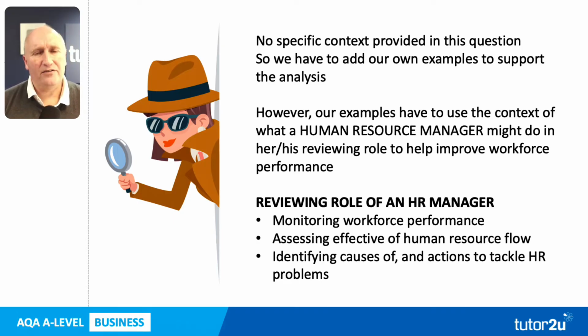So the kind of things we might develop in our response might be around how an HR manager might look at the performance indicators of the HR operation, for example, perhaps around productivity or labor turnover, employee retention. It might take a look at reviewing how effective the human resource flow is, for example, the recruitment and the selection and the training of employees. And it could also take into account identifying issues, perhaps, for example, in employer-employee relations. So lots of reviewing roles that an HR manager might do. What you need to do is really just pick one big one and develop that in your analysis.